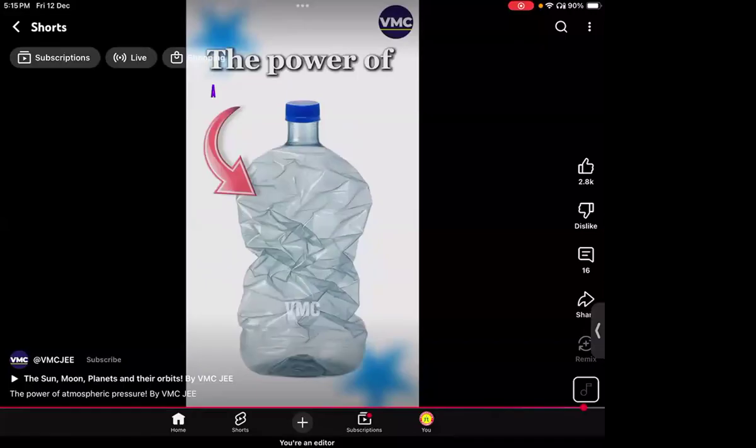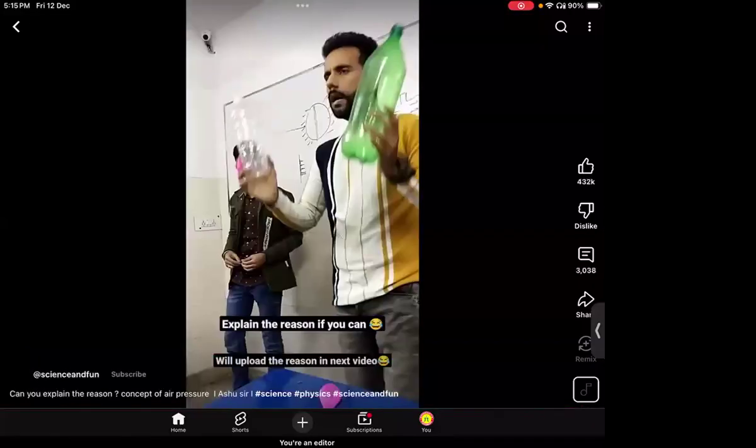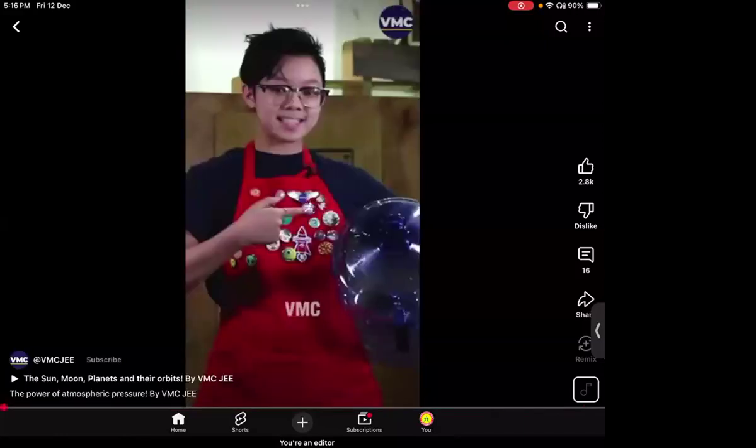Inside there is low atmospheric pressure, whereas outside it is a high atmospheric pressure. Because of that difference, what is happening? Slowly and gradually, automatically, that bottle will start squeezing. Experiment. Now I'll show you.